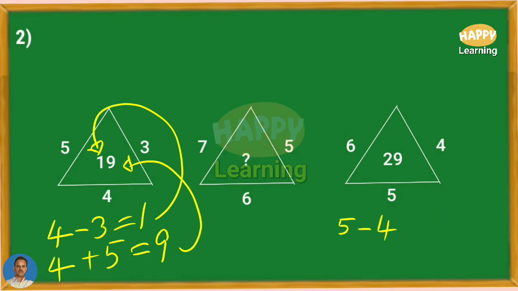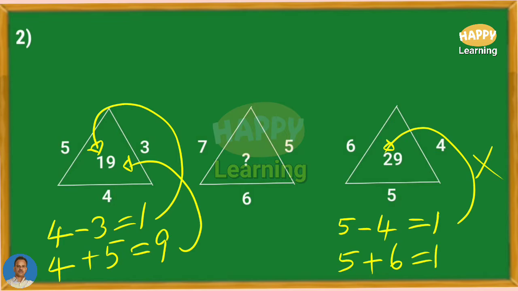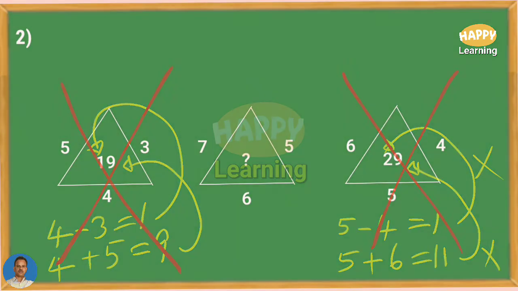5 minus 4 is equal to 1, but here there is 2, so this condition failed. And 5 plus 6 equal to 11, but here we have got 9 only, so this is also wrong. That means this logic we are thinking is not correct. So this is wrong logic. So let us go for the next one.